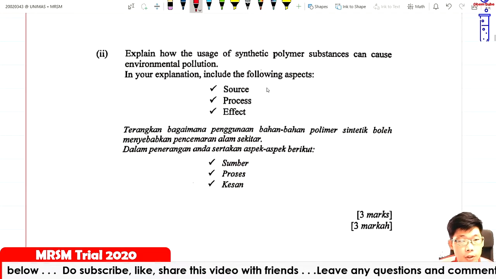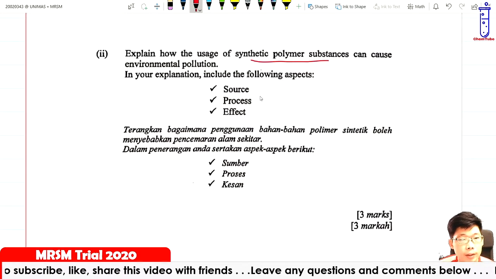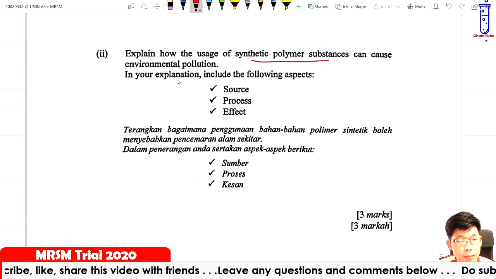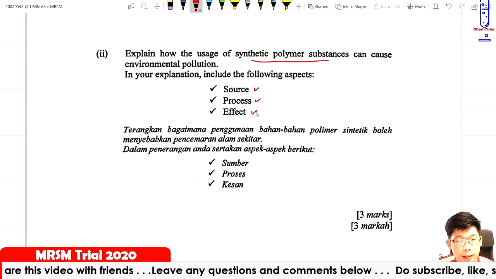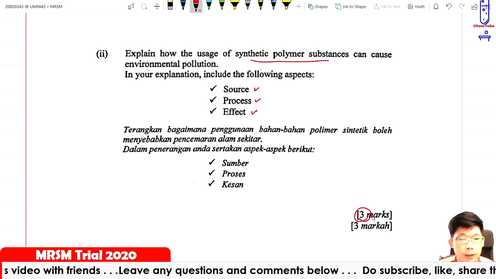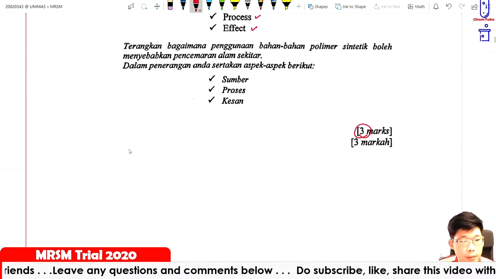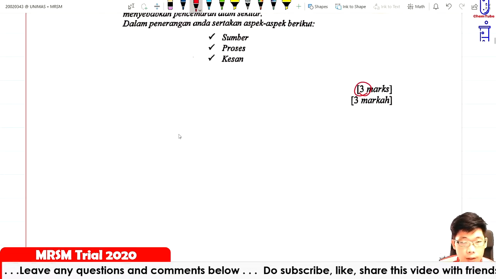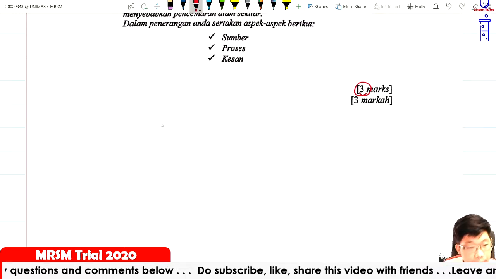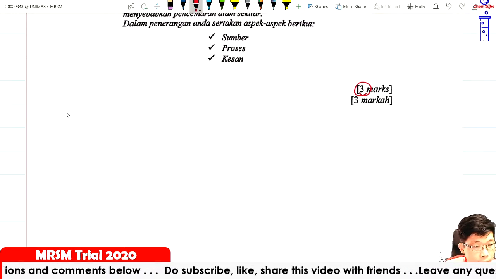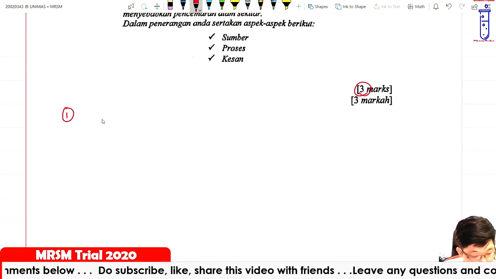Explain how the usage of synthetic polymer substances can cause environmental pollution. So in your explanation, include the following aspects: the source, process, and then the effect. So 3 marks. Here, actually, this question has a few options, so I show you a few of them. Number 1, let's say we use PVC now. Okay, let's say condition 1. So 3 marks.